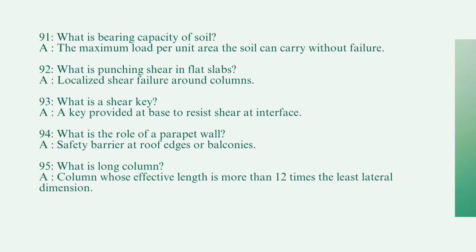Next, what is a shear key? A key provided at a base to resist shear at interface. Next, what is the role of parapet wall? What is long column? A column whose effective length is more than 12 times the least lateral dimension is called as a long column. Question number 96.